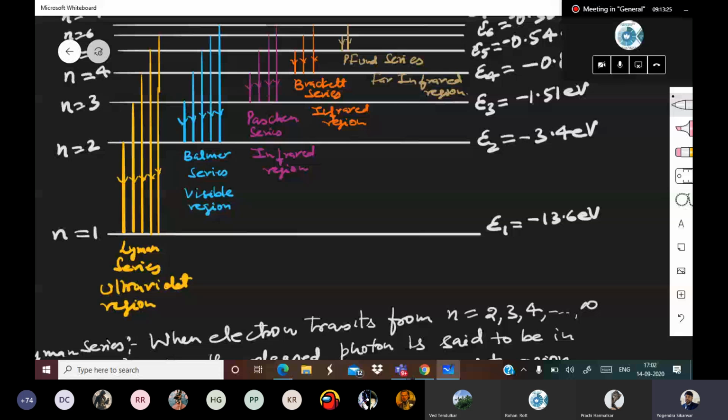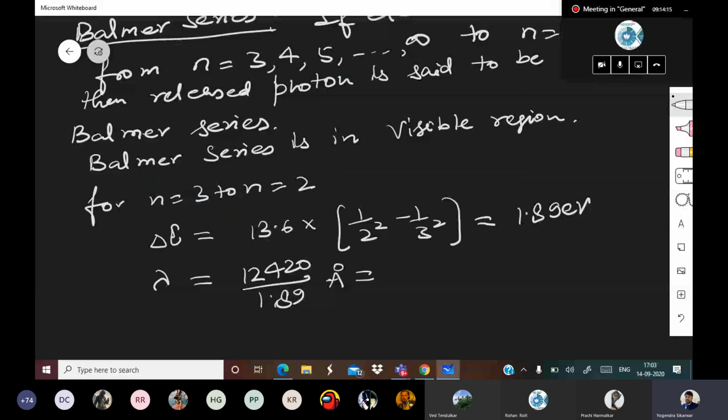This comes out to be 1.89 eV. So lambda corresponding to that will be 12420 upon 1.89, and this will be in angstrom. 12420 divided by 1.89 comes out to be 6571 angstrom.